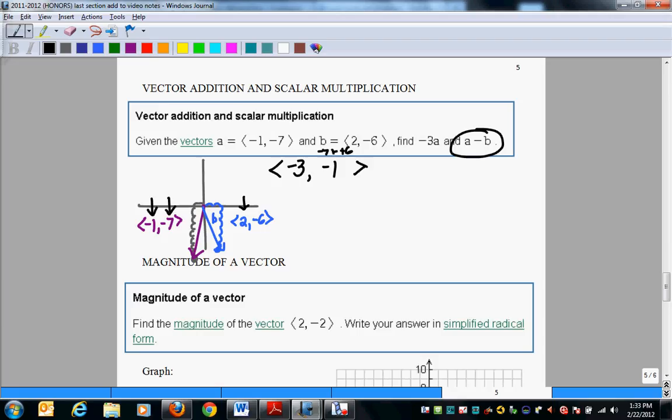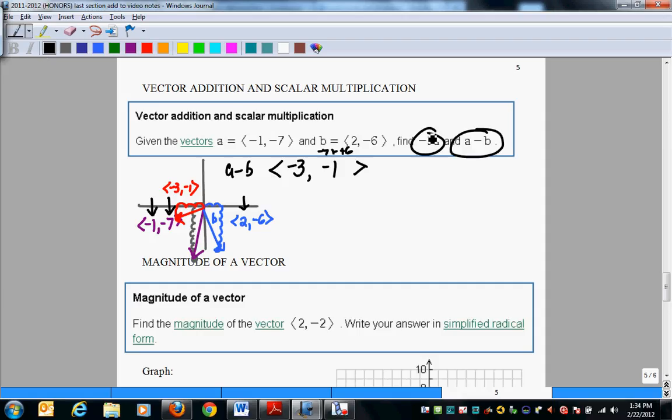So if we were to add these, it would be like this. -3, 1, 2, 3, -1. Or subtract these vectors, it would look like this. This would be -3, -1. This was a minus b.